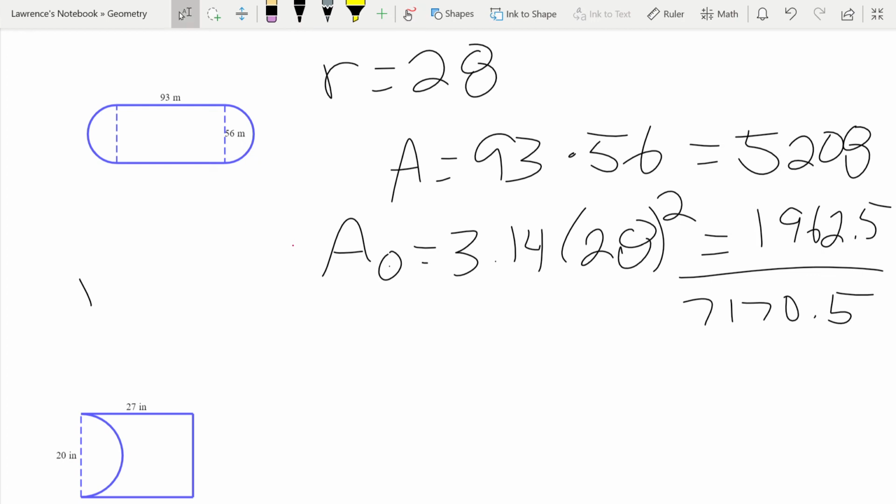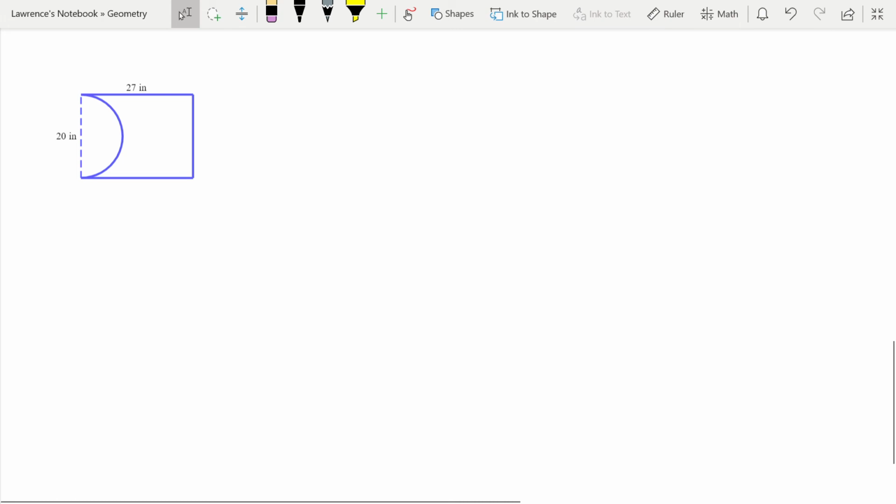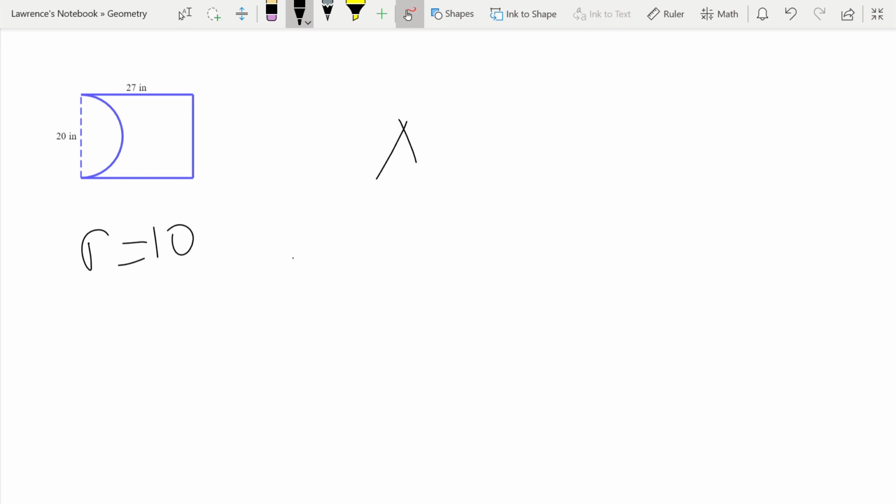And then finally, something like this down here at the bottom. This one is a little tricky. I only have half a circle, folks. Once again, the radius is half of 20, so the radius is 10. The area of the rectangle is just base times height: 20 times 27, which is 540.